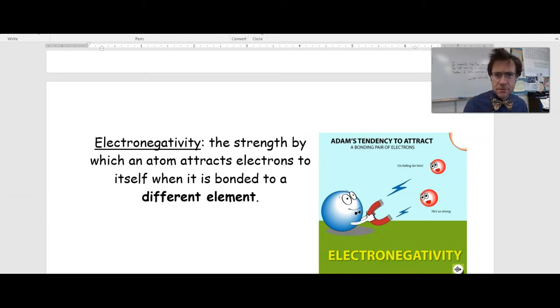Hold on, technicals. Difficult. Okay, there you go. Electronegativity. Now this has to be memorized. See, now it's an underlined word. So we really got to dial this in.